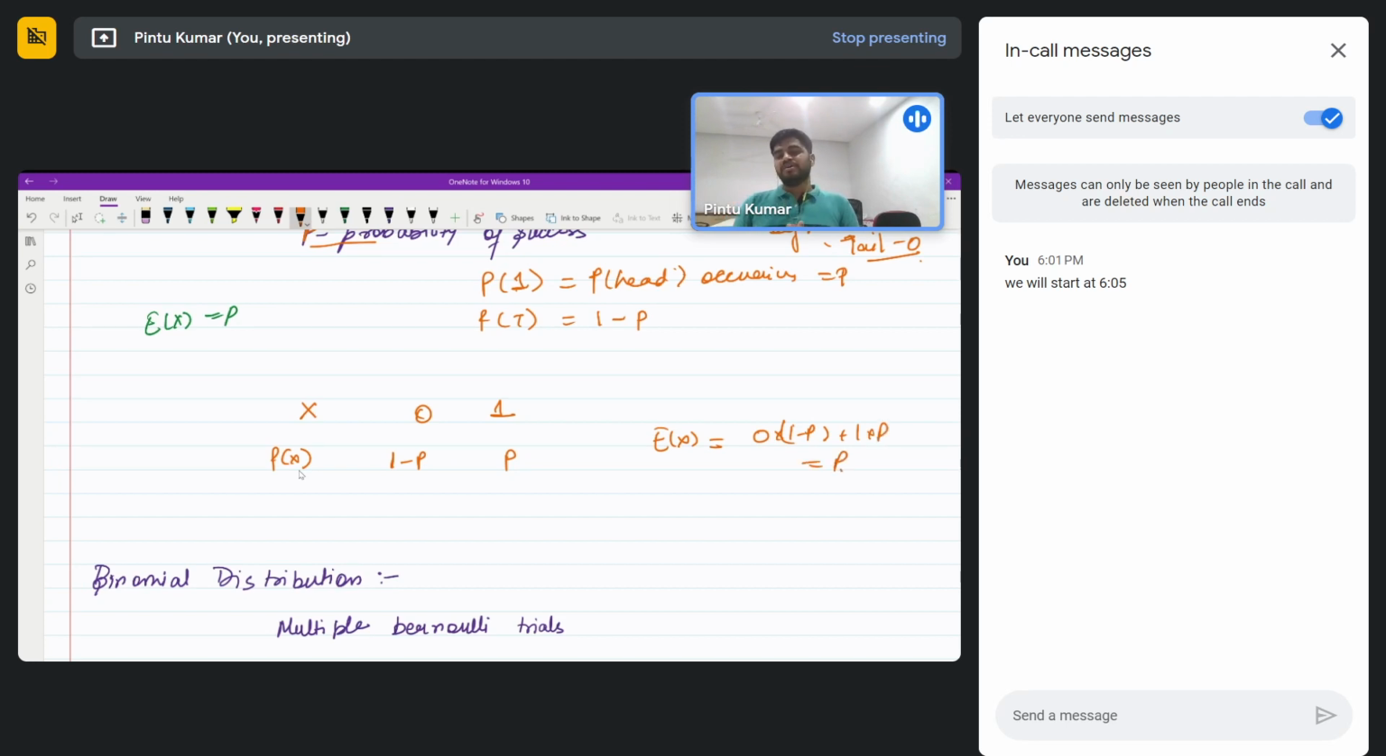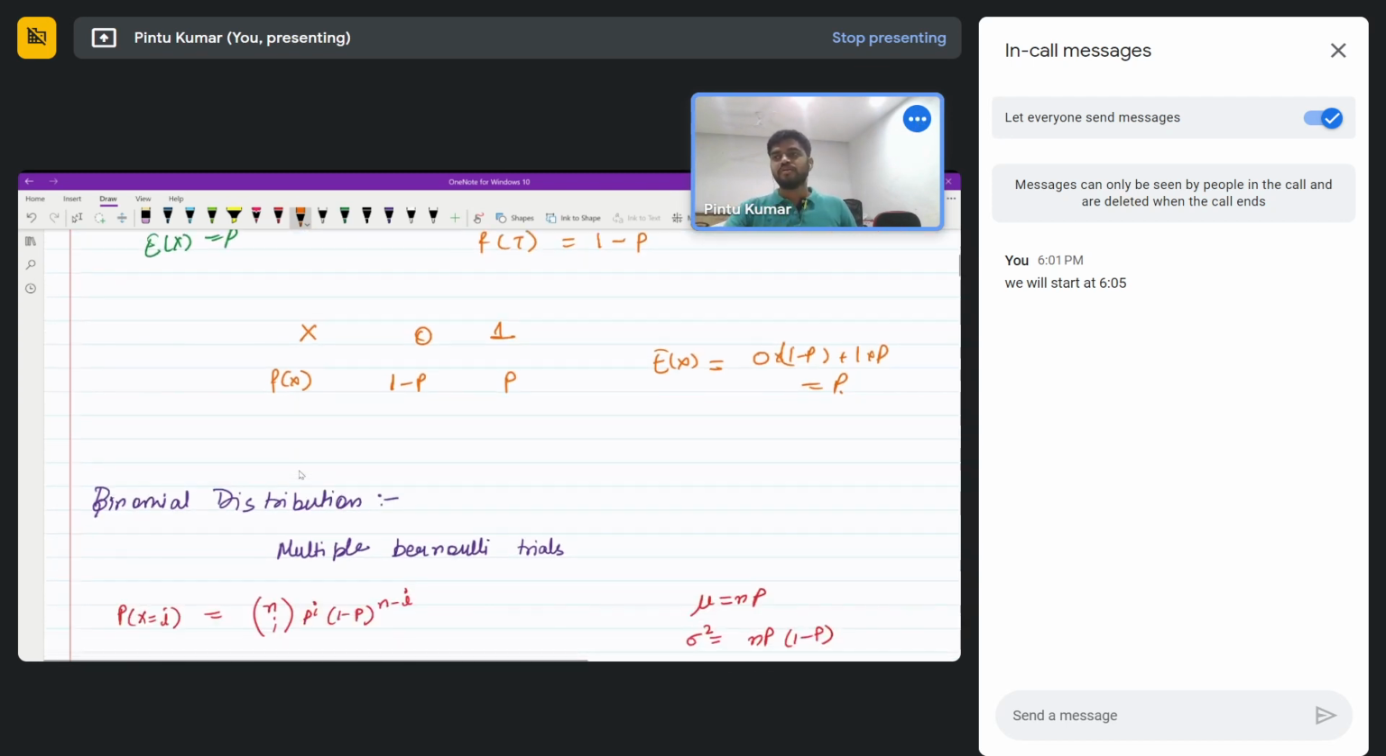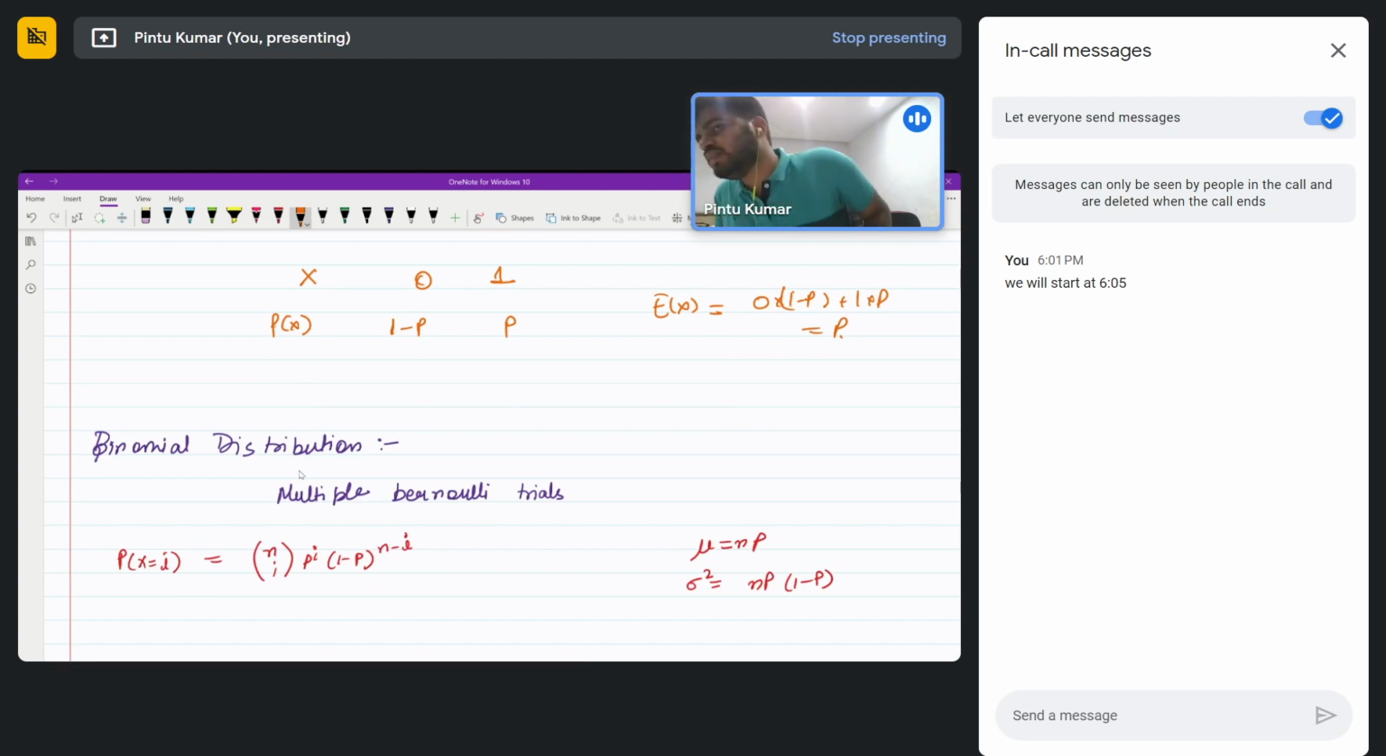To remember, think of Bernoulli's trial as tossing a coin. If it lands head, this is 1. If it lands tail, that is 0. This kind of trial is known as Bernoulli's trial, where you have two outcomes. But in practice, it is possible that you toss a coin, let's say 10 times, and you want to see how many times you got head. Or you want to find the probability of the event that you got head 5 times out of 10 times. That kind of phenomenon is covered by something called the binomial distribution.